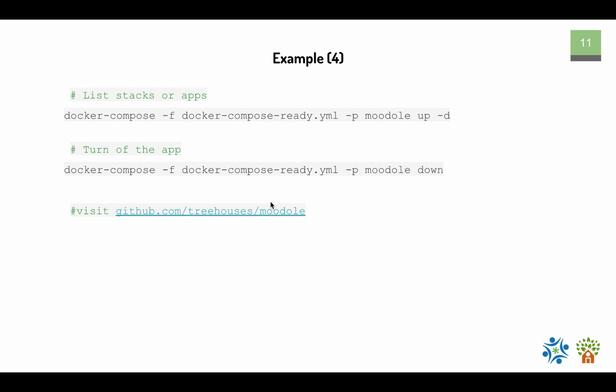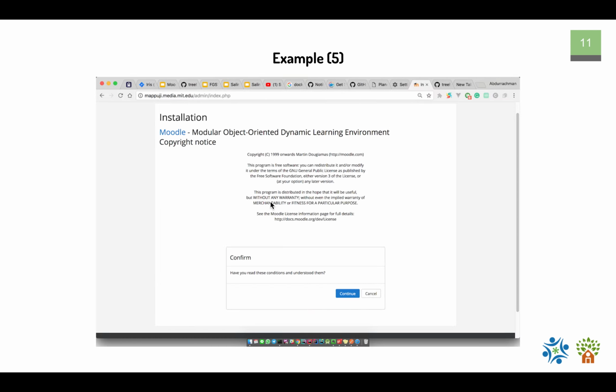After that, we can run docker compose -f with the location of the YAML file, and then moodle up -d for running up the Docker container. And then after that, you can have something like this when you open your machine. In this example, I installed the stuff in our virtual machine connected to mapuji.media.mit.edu. That's all. It's pretty straightforward. This process only takes you 2 or 3 minutes.